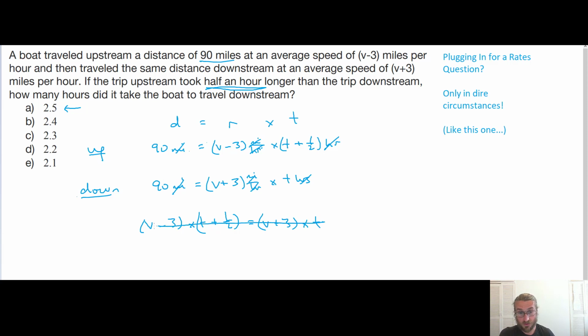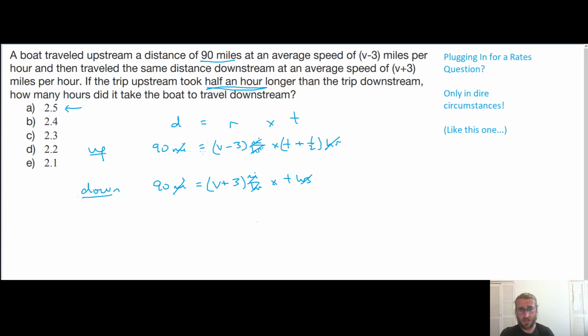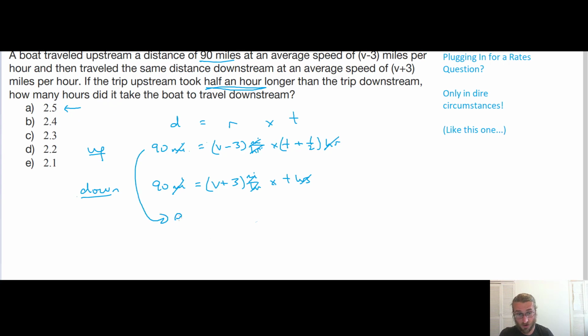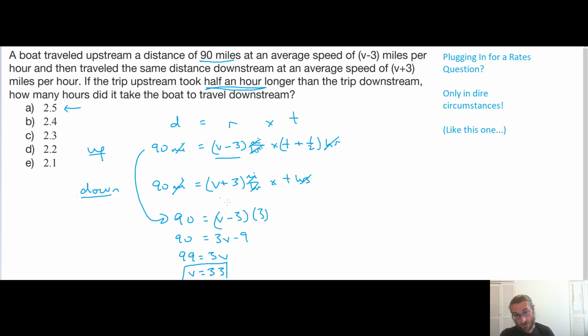What we can do is we can basically just ignore all that stuff. Once we have the numbers here, we've got 90 equals (v minus 3) times (t plus 1/2). Now, this is the how many hours, so this is a t, okay? So let's just take this one. We'll draw this one down here. 90 is equal to (v minus 3) times (2.5 plus 1/2), so that's just 3, right? So 3v minus 9 is 90, so 99 is 3v, and v is 33. All right, this one's v minus 3, so that's 30 miles an hour, and this is v plus 3, so this is 36 miles per hour.